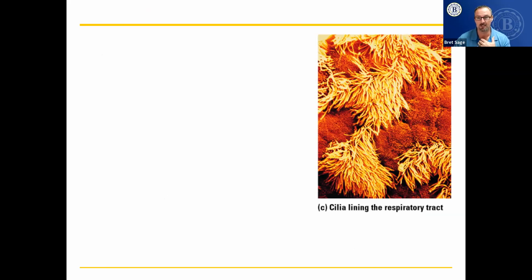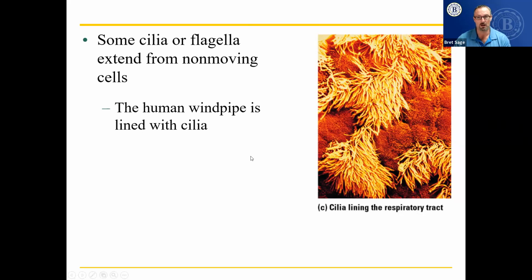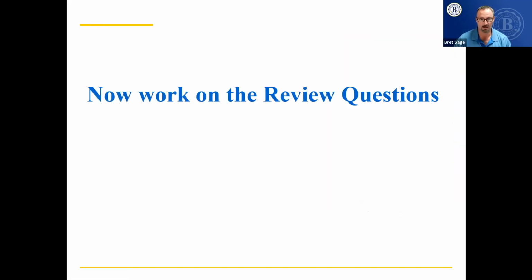What is the mucus for? So when you breathe in air containing dust, which all air has, the dust sticks to the mucus. Well, what gets rid of all that dusty mucus is these cilia on the inside of our respiratory tract, moving it up into our mouth and nose so we can spit it out or blow our nose. Some cilia or flagella extend from non-moving cells. That means the cells don't move, but the fluid on the top does. The human windpipe is lined with cilia. And what that does is it moves the mucus containing the dust that would have ended up in our lungs, but instead stuck to that sticky mucus up and out to keep our lungs clean.